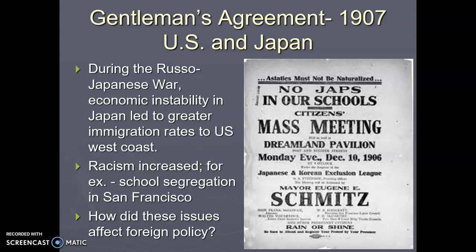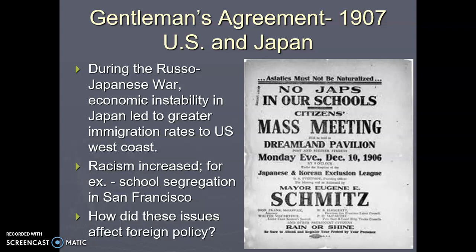Initially, the United States had a treaty with Japan that promised a great deal of respect for Japanese immigrants. This starts to fall apart in California when there are increases in Japanese immigration. And one of the things that we see is in San Francisco, for example, school segregation. And this includes not only Japanese immigrants, also Korean immigrants, Chinese immigrants. There becomes widespread school segregation, and it creates a huge issue within Japan.